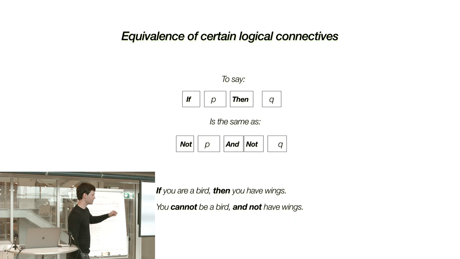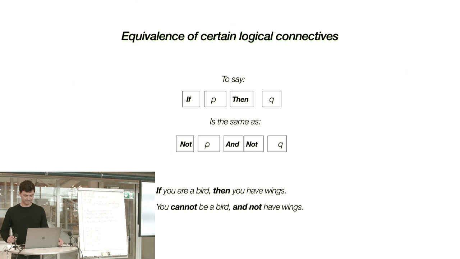So for example, if you are a bird, then you have wings, is logically equivalent to saying you cannot be a bird and not have wings. It says the same truth about the world, according to logic. So you see, these connectives, even though they are quite different, can be made equal. And this is not the only equivalence that exists, but I'm just giving you one.